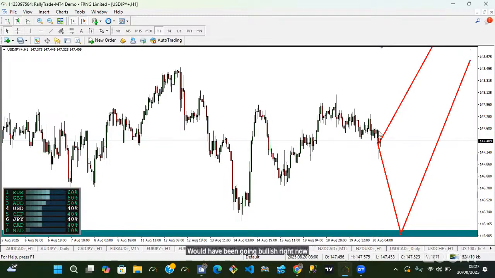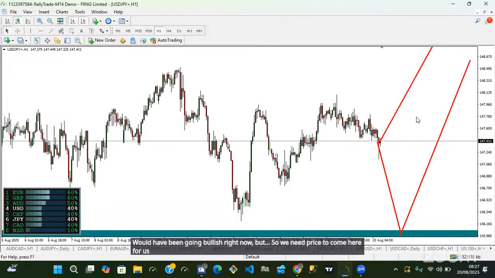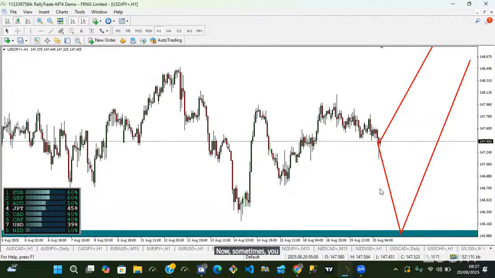But so we need price to come here for us to buy. Now, sometimes price might not come into that level before it buys. In the long run, I expect USD JPY to be bullish, right? In the long run, I expect it to be bullish.